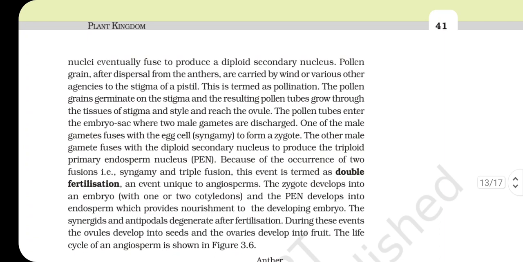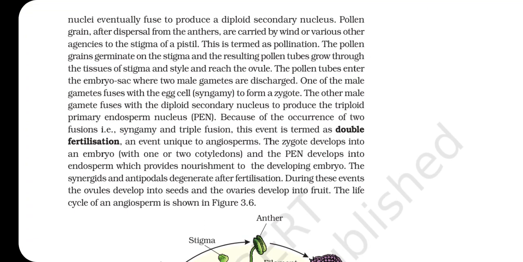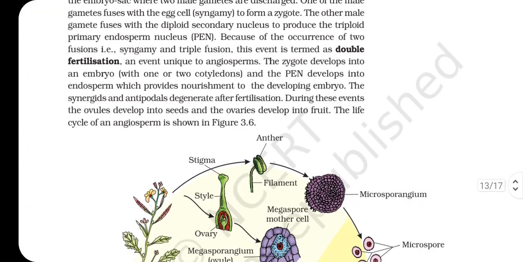The synergids and antipodals degenerate after fertilization. During this event, the ovules develop into seeds and the ovaries develop into fruit. The life cycle of an angiosperm is shown in the figure.